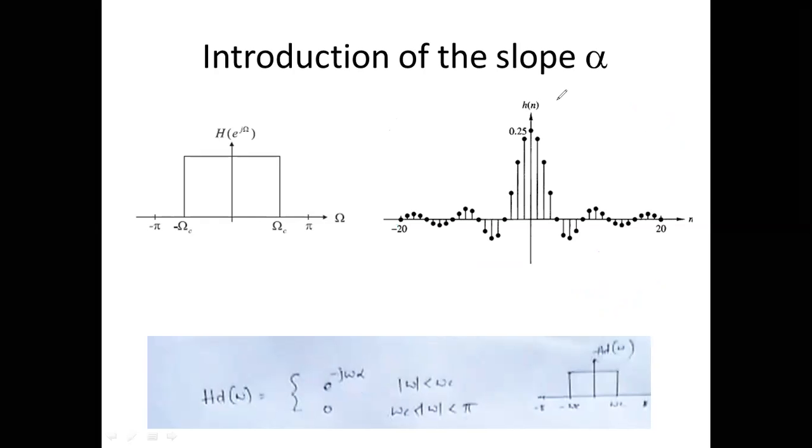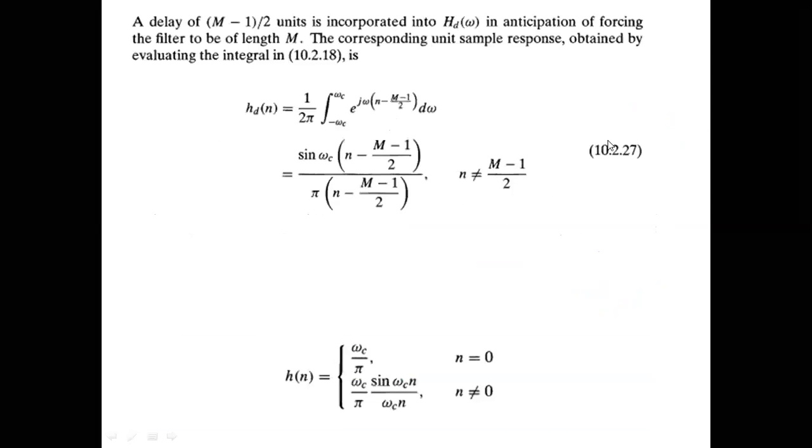Now let us talk about the next issue at hand. If you start with only the desired frequency response, something like 1 from minus omega c to omega c, this is what you would have got as the impulse response. A very symmetrical thing about the y-axis, non-causal definitely.